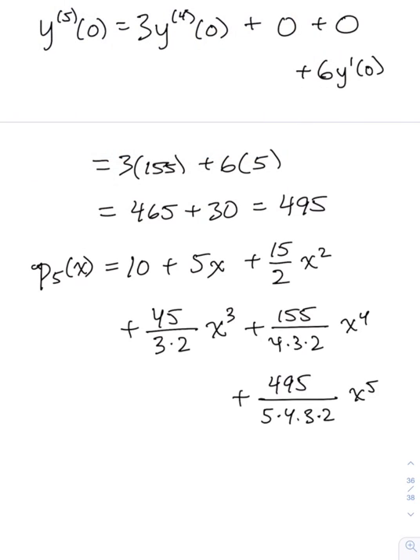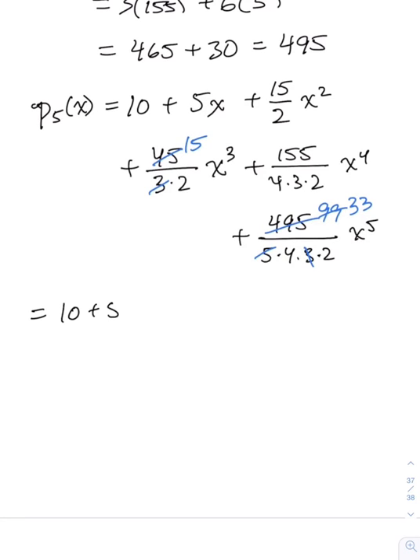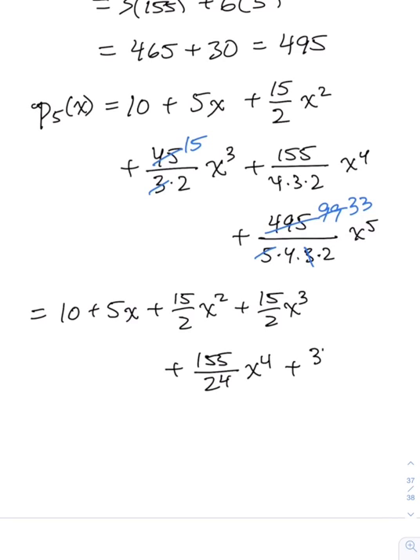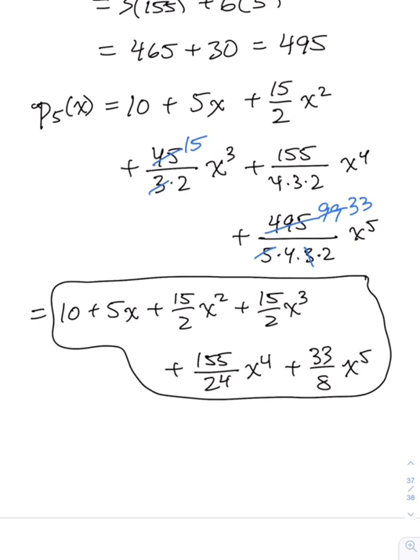All right, now let's simplify. 15 halves, that's simplified already. 45 and 3, that becomes a 15. 155 is odd and not divisible by 3, so that doesn't simplify. The 495 and the 5 become 99, and then the 99 and the 3 become a 33. Okay. So I've got 10 plus 5x plus 15 halves x squared plus 15 halves x cubed plus 155 over 24 x to the 4th plus 33 over 8 x to the 5th. And there it is. That is the 5th order Taylor polynomial, which is approximating the solution to our given initial value problem.